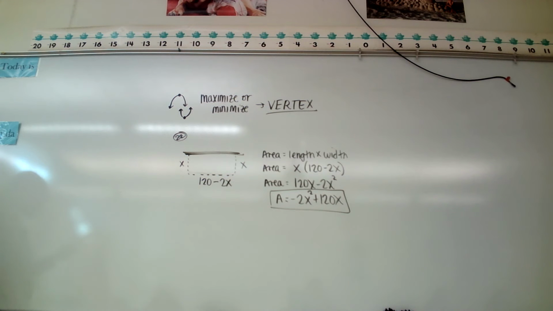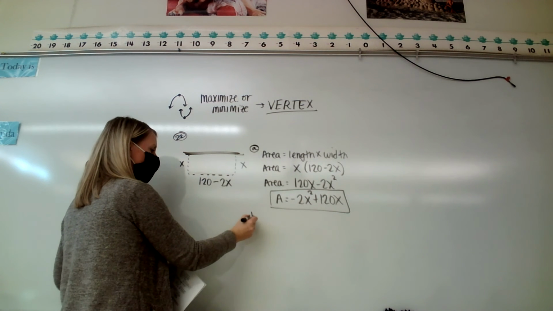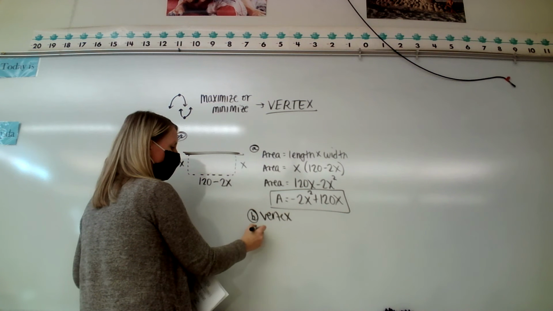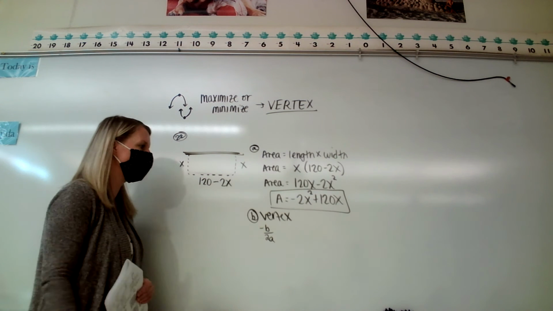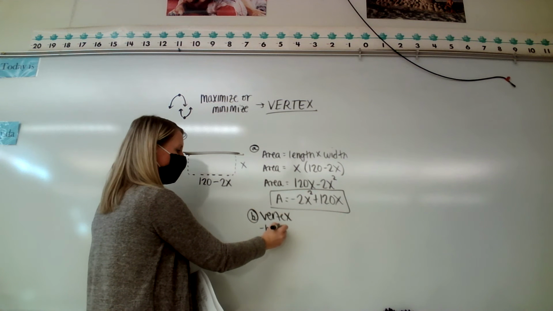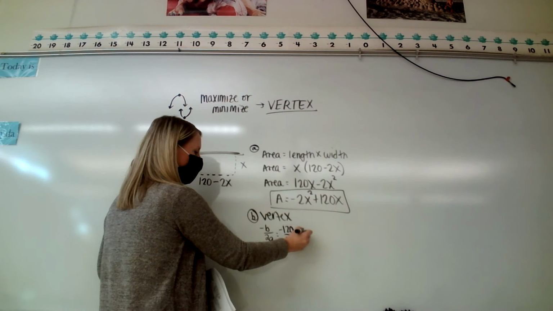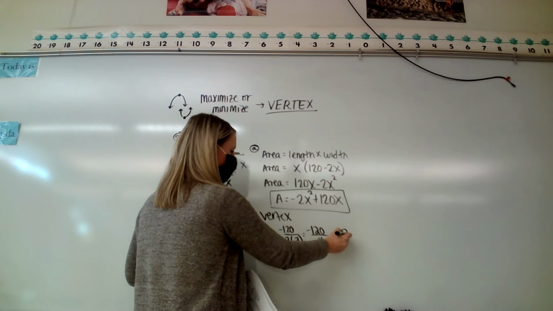And now when it says what dimensions will maximize the area, that just means we're finding the vertex for B. So everything, if it says maximize, minimize, you go straight to vertex. We're going to do negative B over 2A. Remember, C is 0. That's fine. It doesn't even really affect us. So that would give me negative 120 over 2 times negative 2. What's that? Negative 120 over negative 4, which is 30.